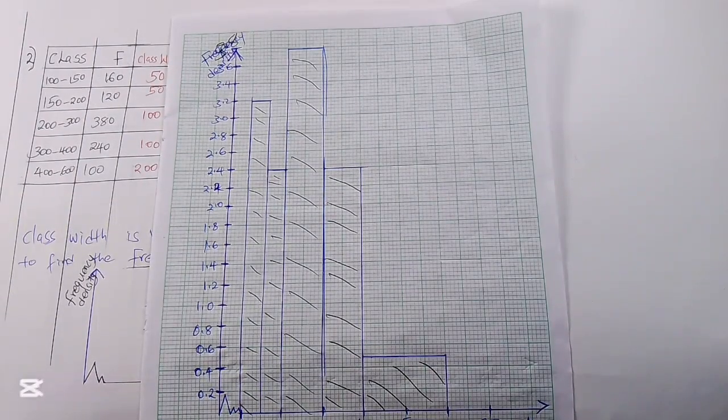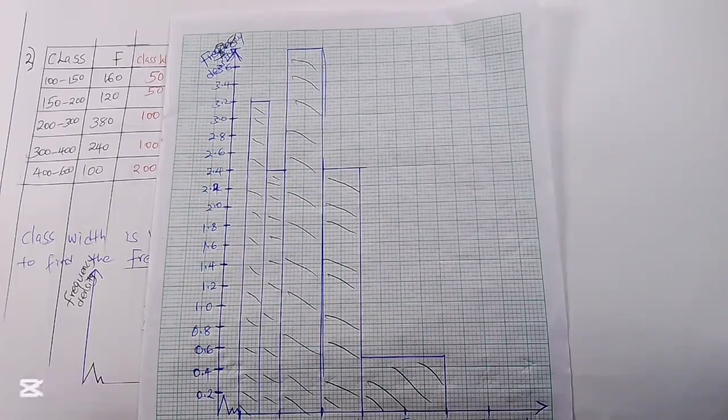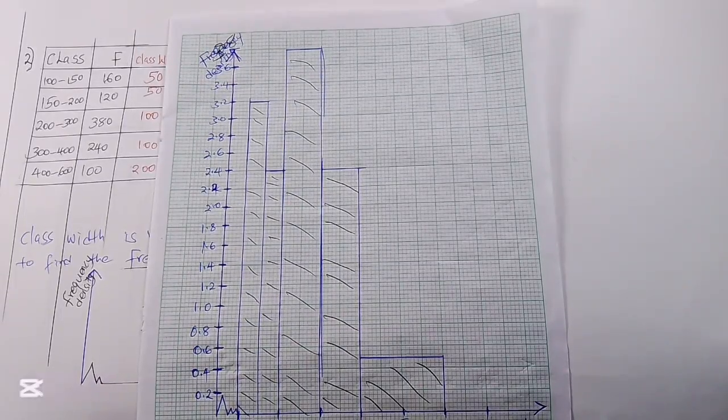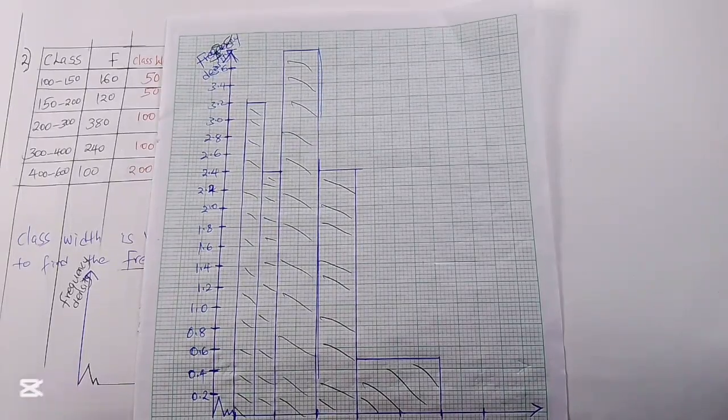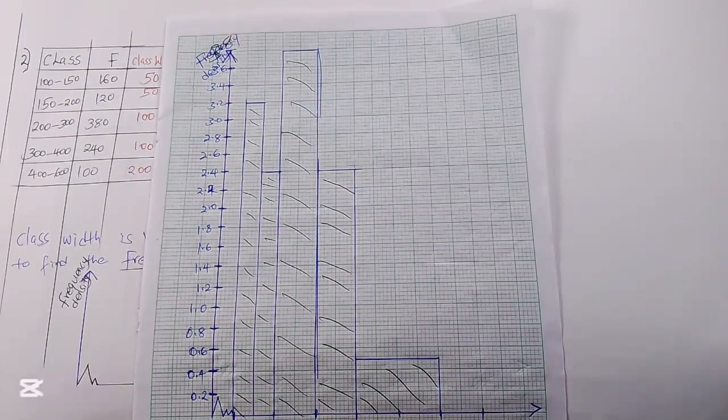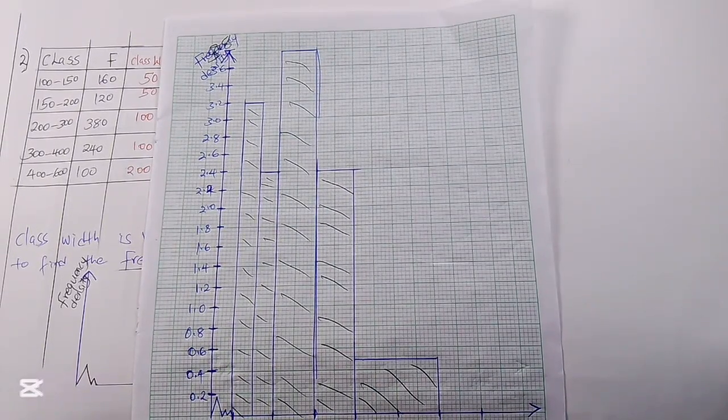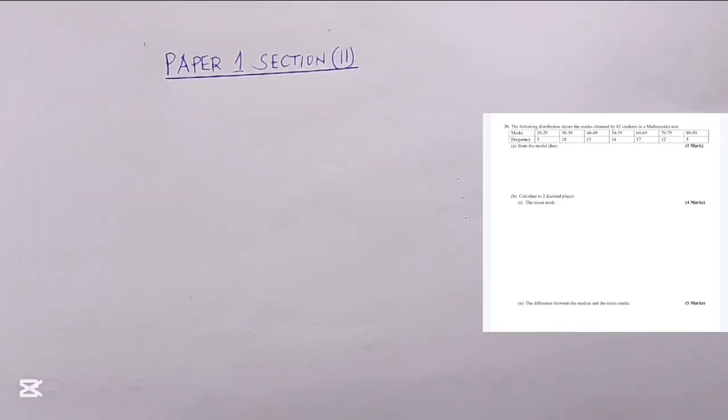There is still one more question I want us to do on histograms, which applies a different concept, and I believe once we do that question, all will be well. A question that normally comes in mathematics paper 1 section 2. Section 2 questions are 10-mark questions. The question is being displayed on your screen.